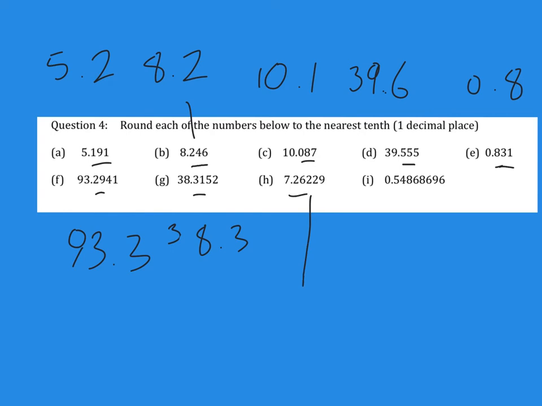Now the next one, 7.26. Again, concentrate on the 26. Is that 26 closer to 20 or to 30? It's closer to 20, so 7.3. Then we have 0.54. Look at 54, is it closer to 0.5 or 0.6? It's closer to 0.6. It doesn't matter about all these digits at the end. The thing I need to focus on is the first two digits, and that is it.